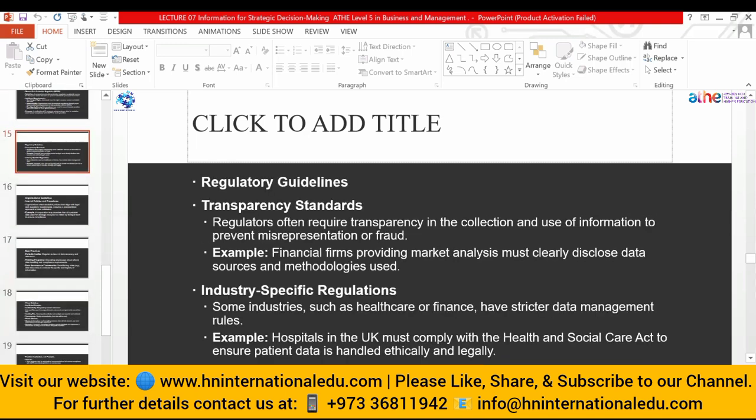Then we have regulatory guides, transparency standards. Regulators often require transparency in the collection and use of information to prevent misrepresentation or fraud. That is, be loyal and transparent at the same time. Do not misinterpret the information. For example, financial firms providing market analysis must clearly disclose the data sources and methodologies used.